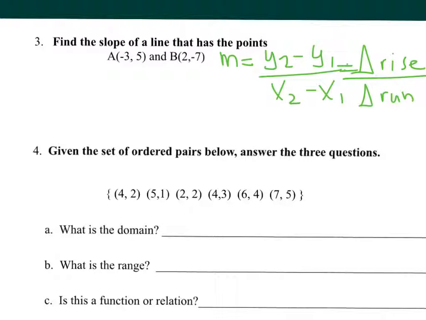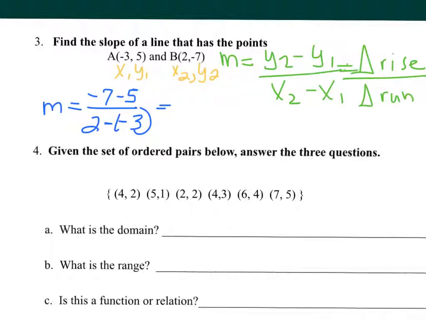So let's go ahead and label our points. For A, we have x sub 1 and y sub 1, and for B, we have x sub 2 and y sub 2. Now we can go ahead and fill out our equation. M equals y sub 2, which is -7, minus 5, over 2 minus -3.